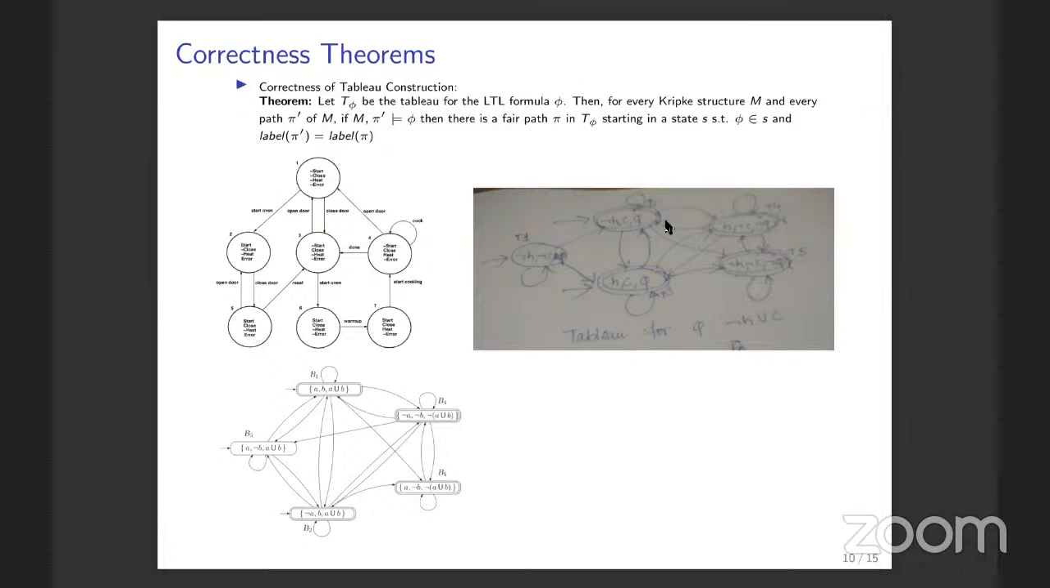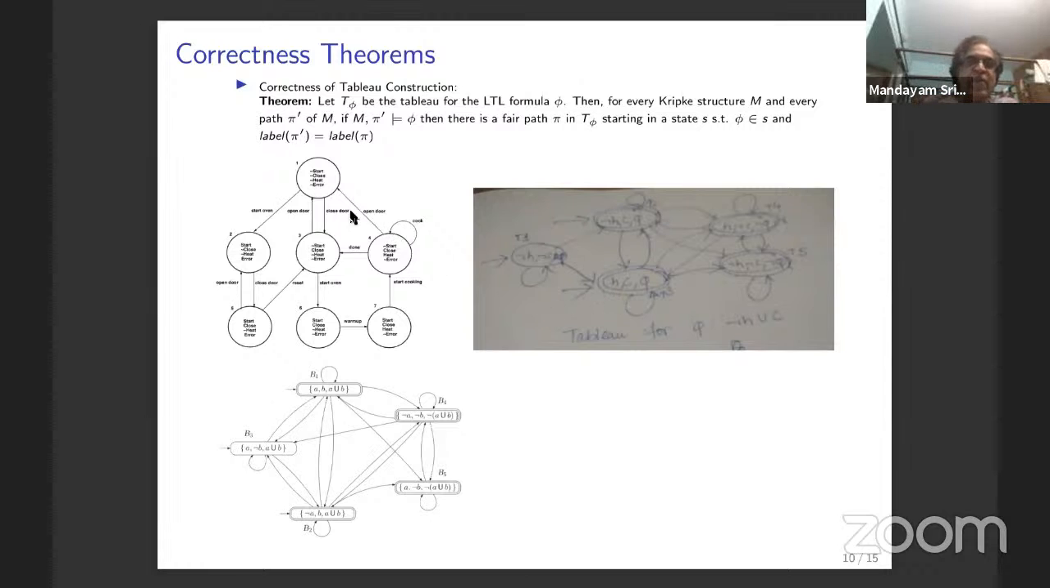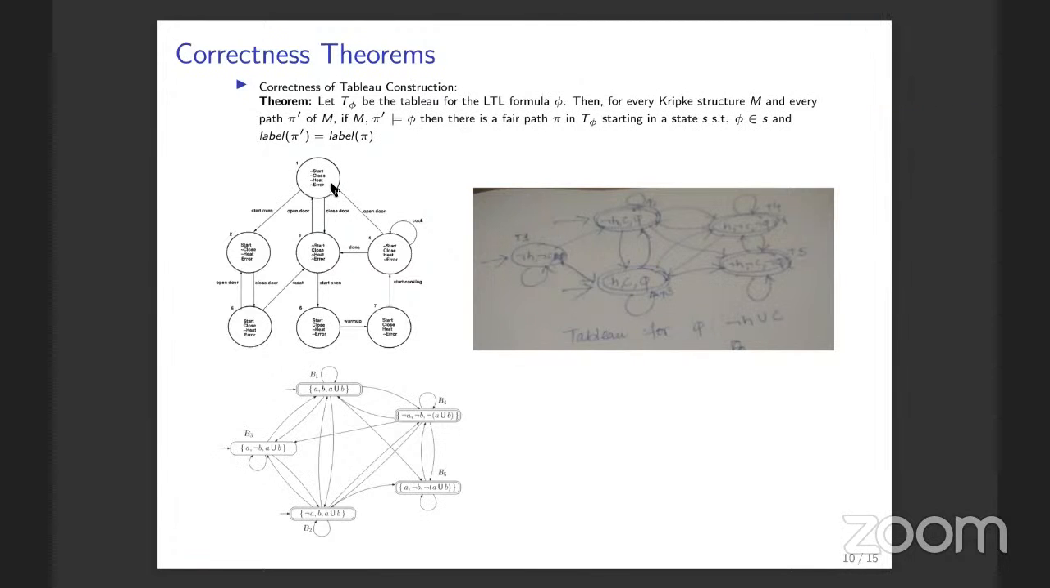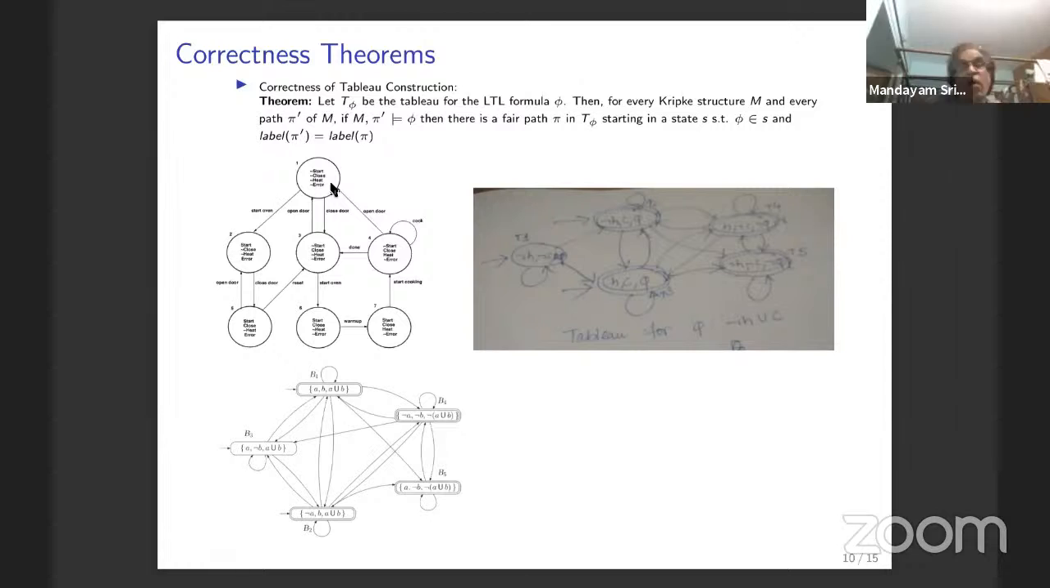Sir, I'm confused. What is label? A label is these predicates. Okay, remember how the Kripke structure is defined. A Kripke structure has states, initial states, transitions, and a labeling, a label set. Here, the label includes only atomic propositions, right? The atomic propositions. Correct. Okay.